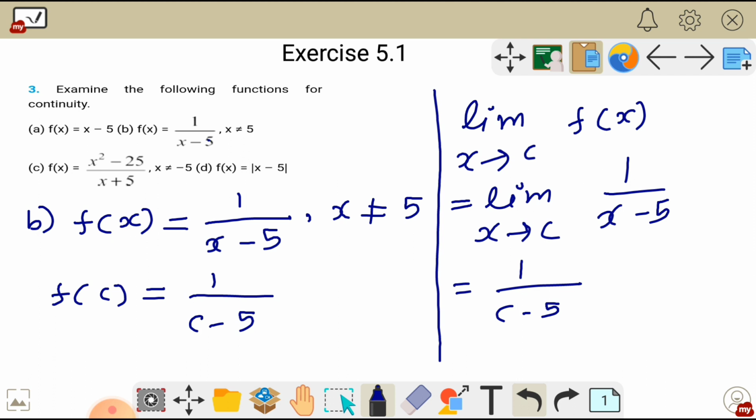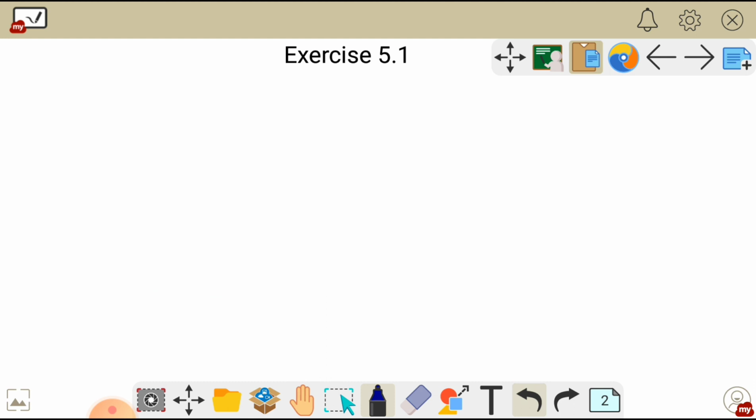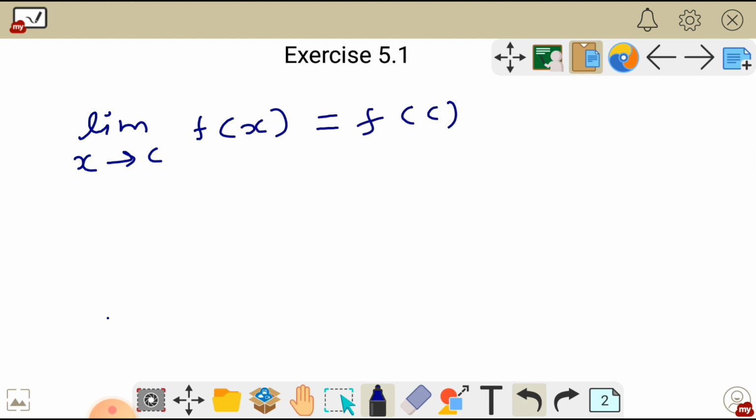So here you can see that both of these are equal. That's why we can say that the function is continuous. So just because limit x tends to C of f of x is equal to f of C, that's why we can say that the function f is continuous.